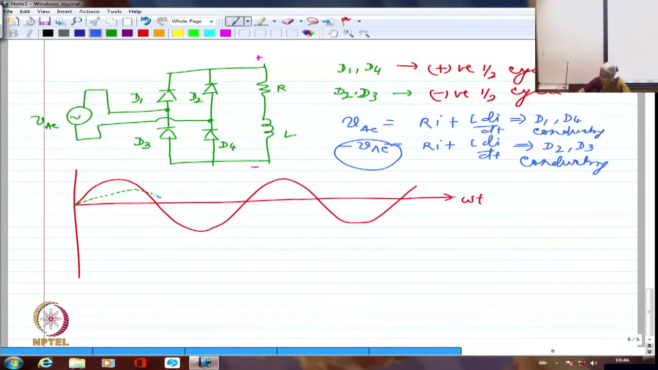Please note the way I have drawn. Initially it started from 0. In the next half cycle, it is not starting from 0. It is starting from a slightly higher value. And in the next half cycle, it starts from a further higher value. Eventually, it will reach a steady state where at the beginning of every half cycle, it will be at a particular value. That is when we call it a steady state.